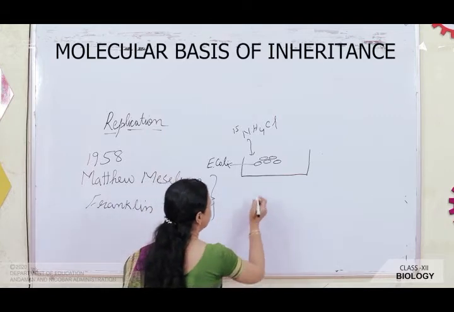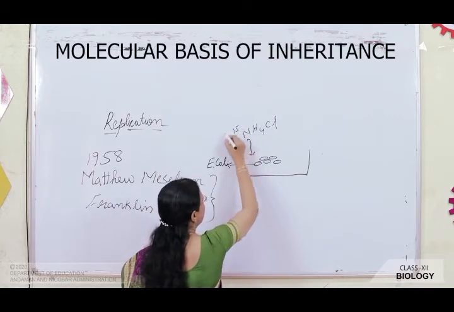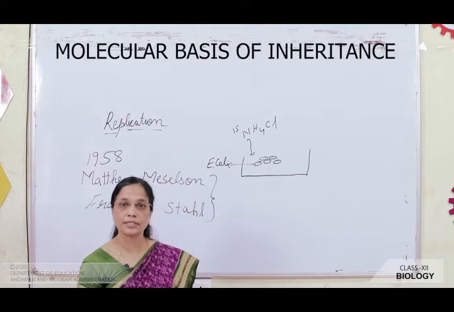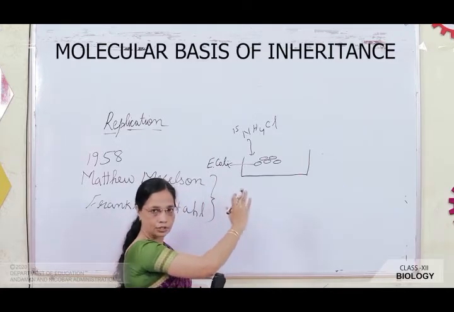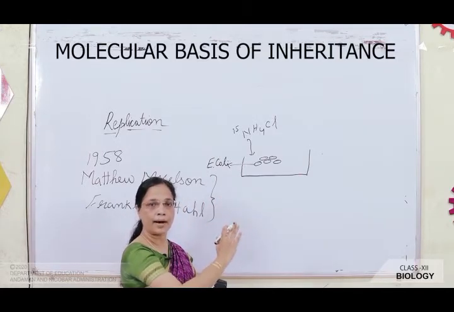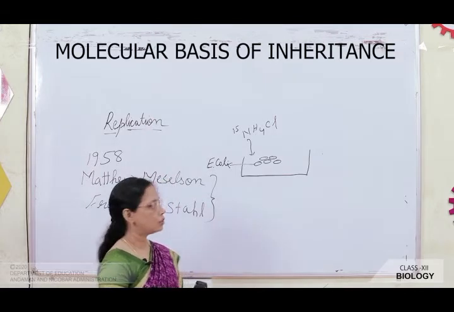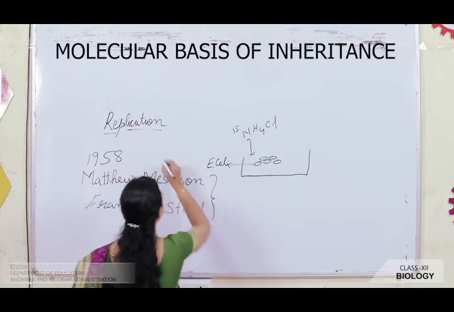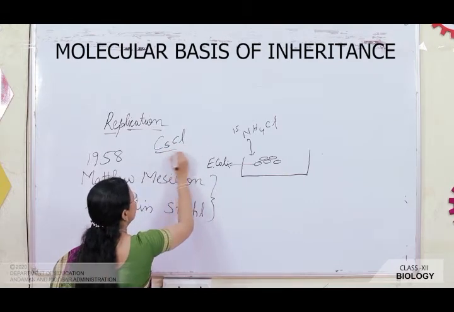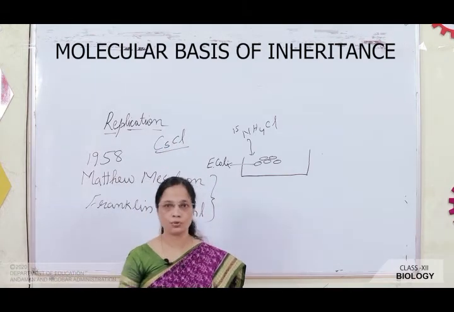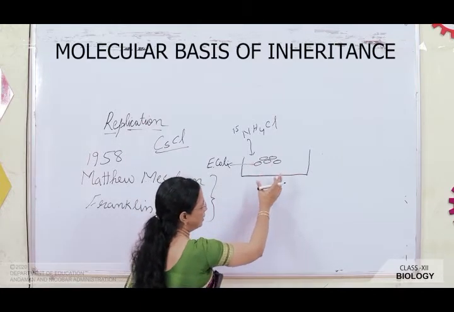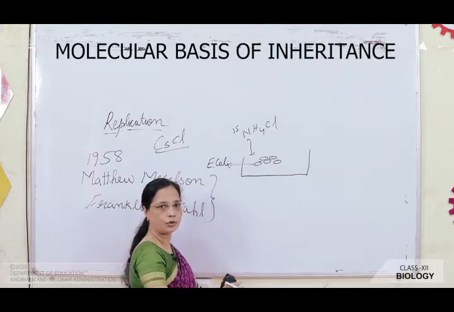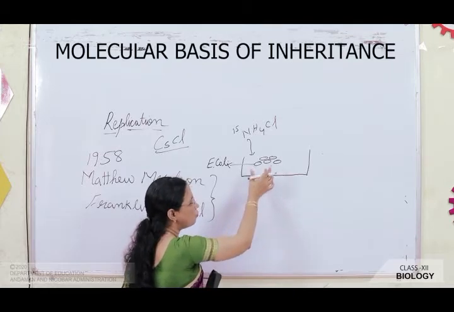This is not radioactive. This is a heavy isotope. This heavy isotope can be separated from the light by centrifugation gradient. So Meselson and Stahl used cesium chloride for centrifugation. So what you have seen, if it is grown for many generations in the nutrient medium containing heavy nitrogen, what will happen?